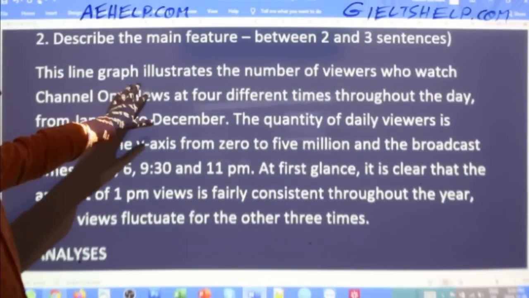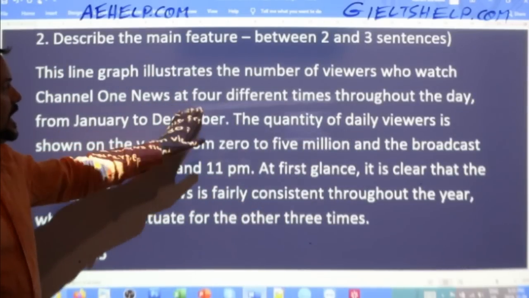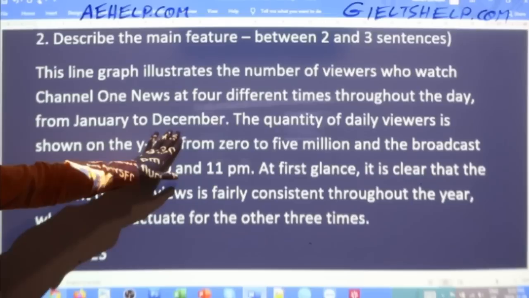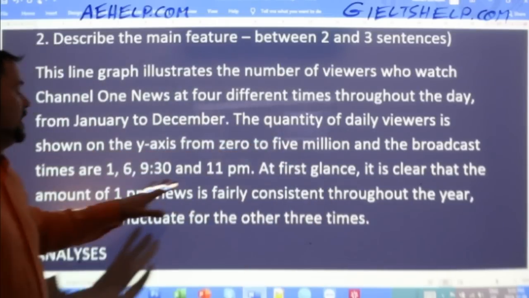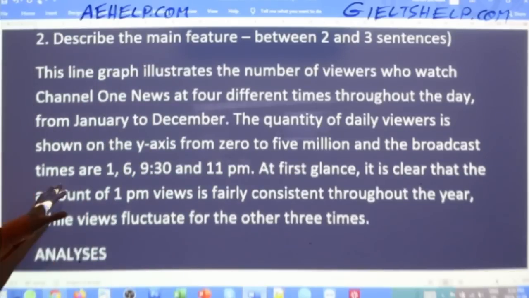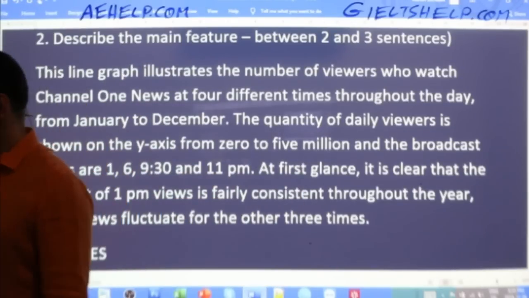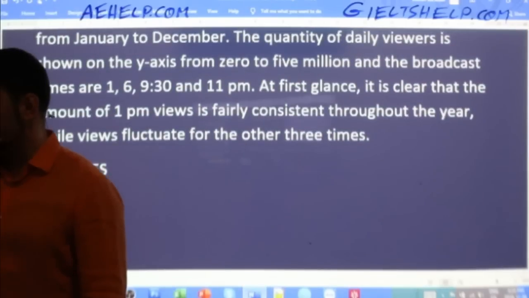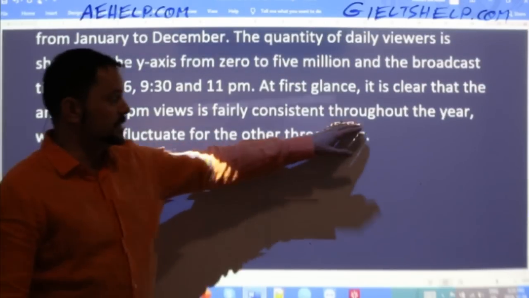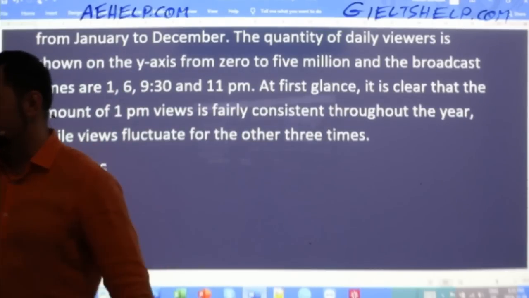So this line graph illustrates the number of viewers who watch Channel 1 News at 4 different times throughout the day from January to December. The quantity of daily viewers is shown on the y-axis from 0 to 5 million, and the broadcast times are 1, 6, 9:30, and 11 p.m. At first glance, it is clear that the amount of 1 p.m. views is fairly consistent throughout the year, while views fluctuate for the other 3 times.